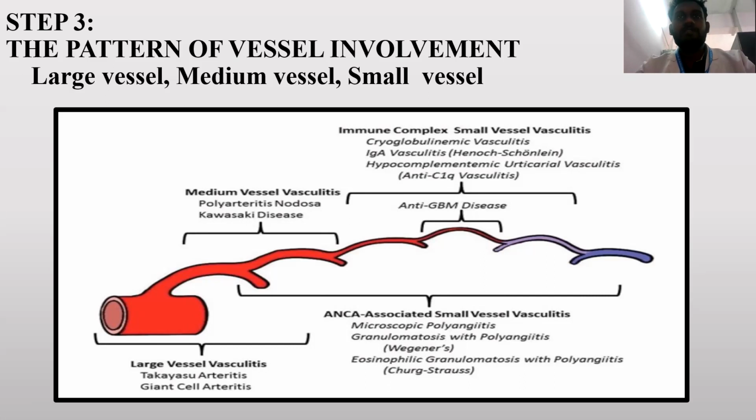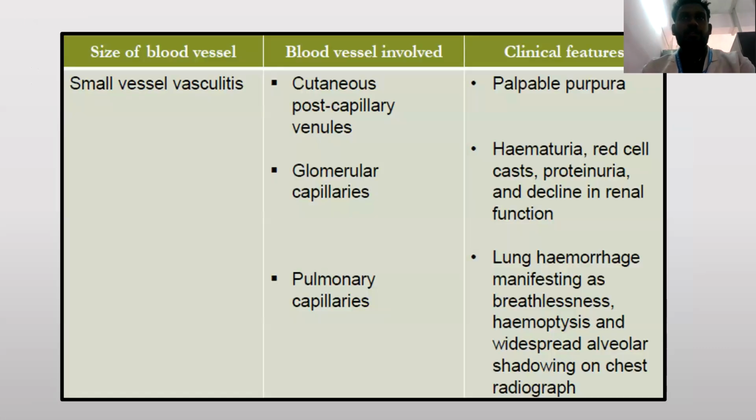In case of small vessel vasculitis, if it is immune complex mediated, it can be cryoglobulinemic vasculitis, IgA vasculitis, or hypocomplementemic urticarial vasculitis. In case of ANCA-associated small vessel vasculitis, it can be microscopic polyangiitis, granulomatosis with polyangiitis, and eosinophilic granulomatosis with polyangiitis. So commonly, based on the clinical manifestations or cutaneous manifestations itself, we will be able to make out whether the involved vessel is a small vessel, a medium vessel, or a large vessel.